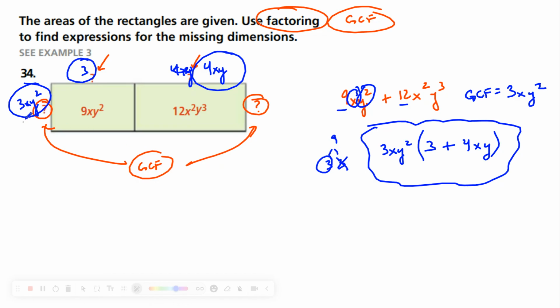And again, if you were to multiply 3xy squared times 3, you'd get 9xy squared. If you were to multiply 3xy squared with 4xy, you'd get 12x squared y to the third. This is why factoring is the opposite of multiplication.